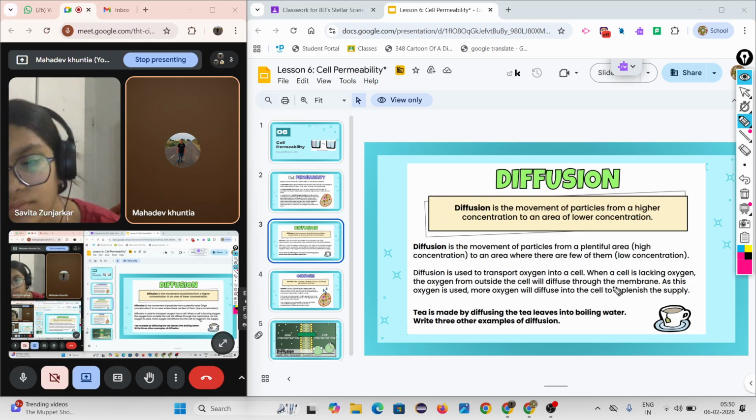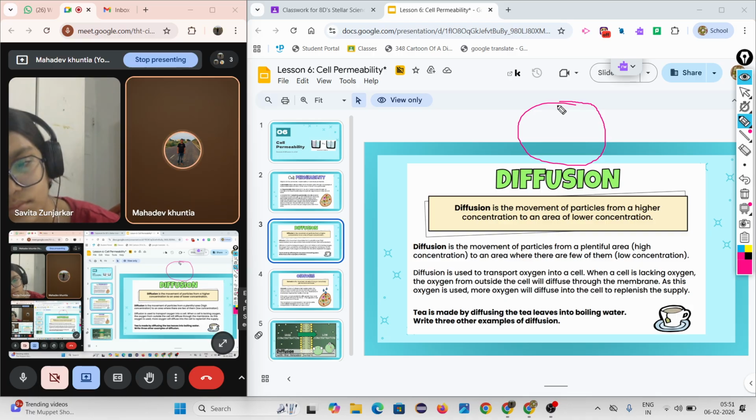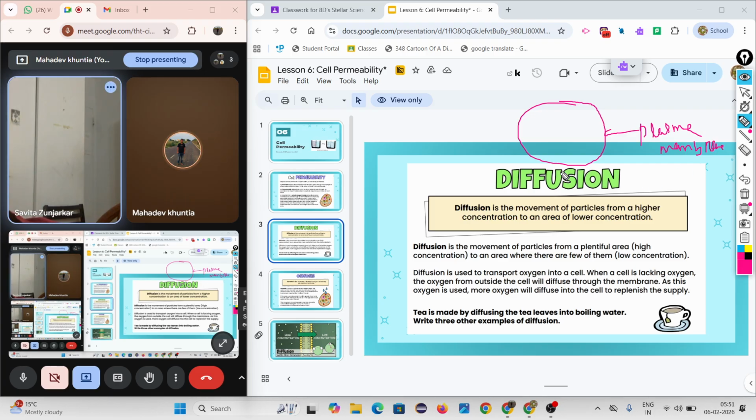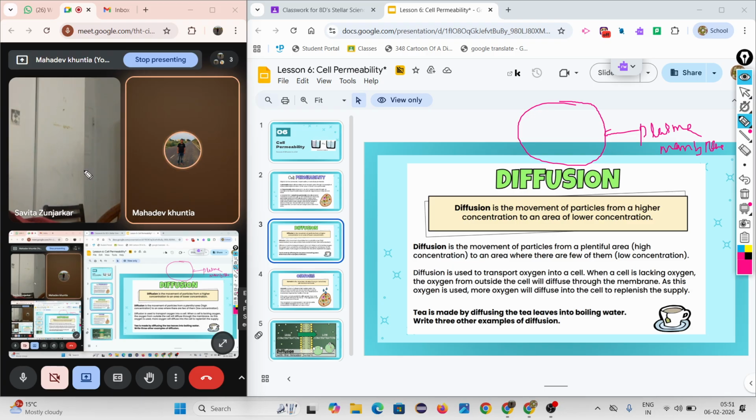Uh, when a cell, look, this is cell, okay? Hmm. This is plasma membrane. Look, Yeah. look to my screen. Yes, I'm looking. You are out from the camera range.